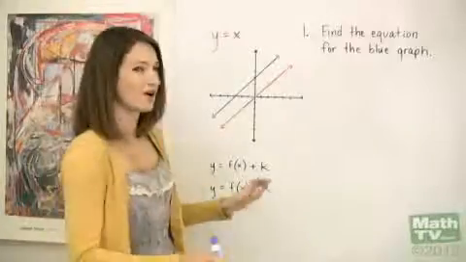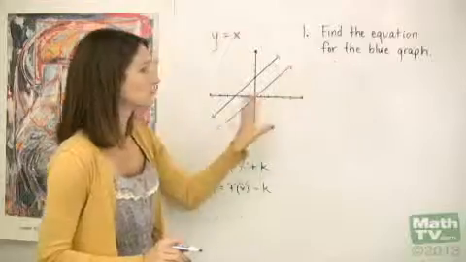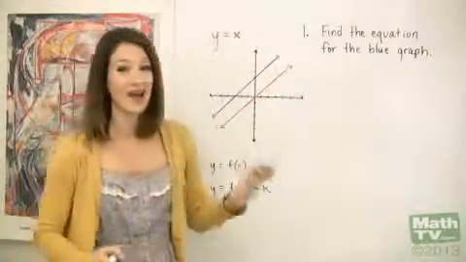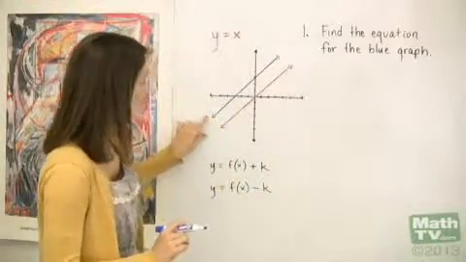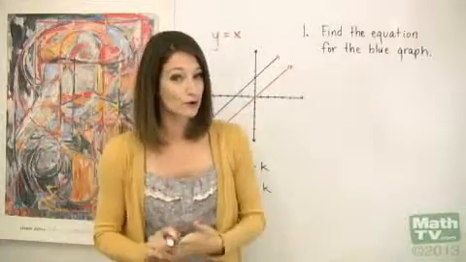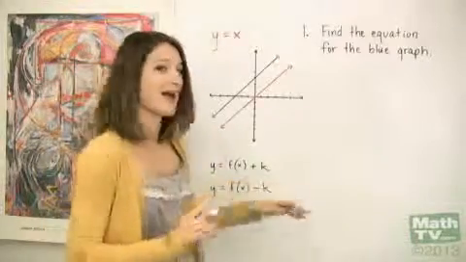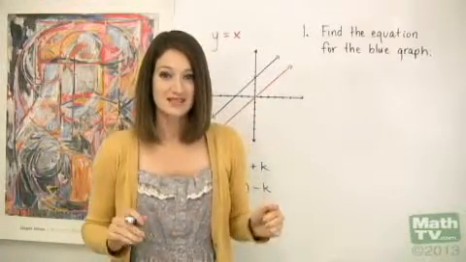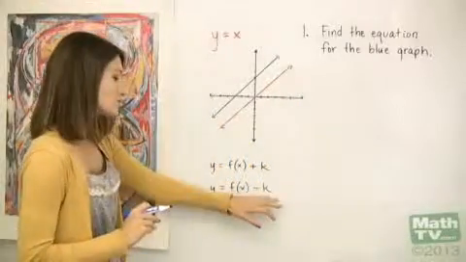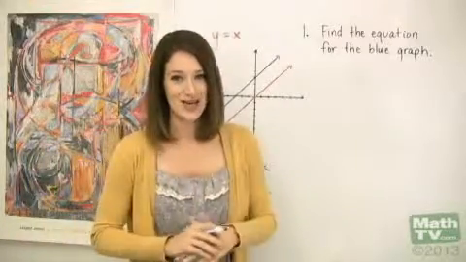This first problem involves vertical translations. So we're asked to find the equation for the blue graph. We're given a red line here, which is represented by the equation y equals x, and we need to figure out what equation represents this blue line. According to the rule for vertical translations, if we take our original function and add a constant k to it, then we move our original function up k units. If we were to subtract that constant from our original function, we'd move our graph down k units.